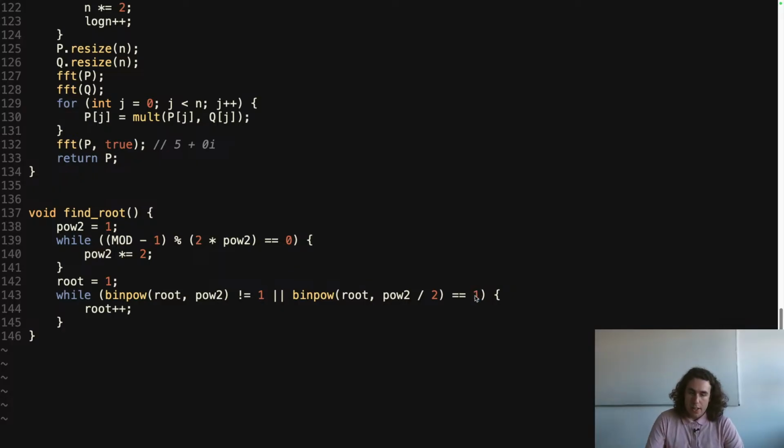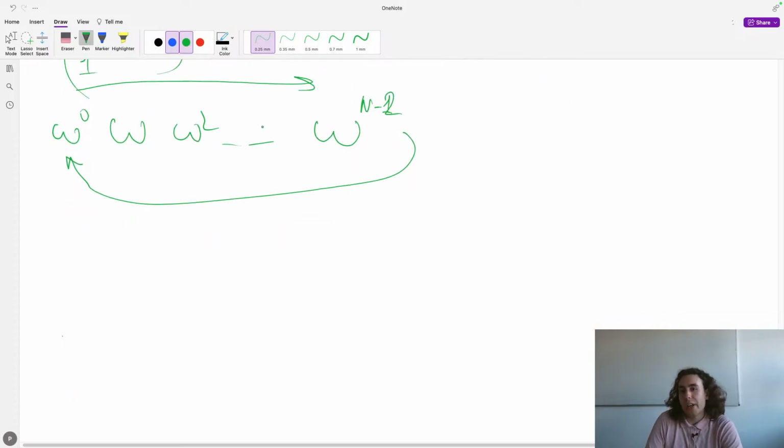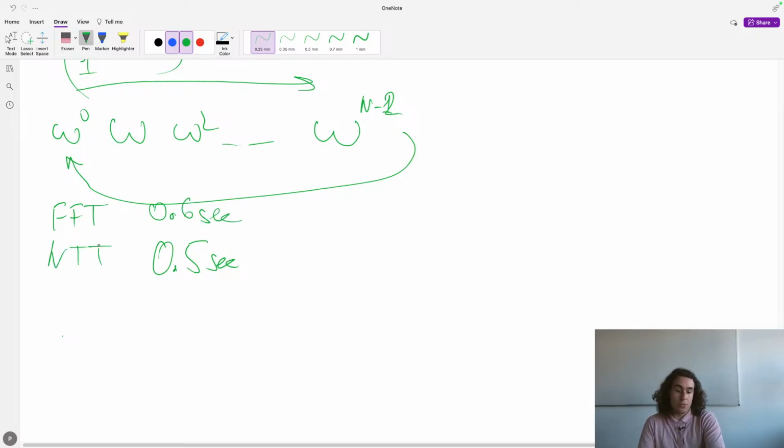Yeah. And this algorithm for our constraints that we had works in 0.5 seconds. So even a little bit faster than the fastest implementation of FFT that we had, right? Our fastest FFT implementation worked in 0.6 seconds, and this one works in 0.5.